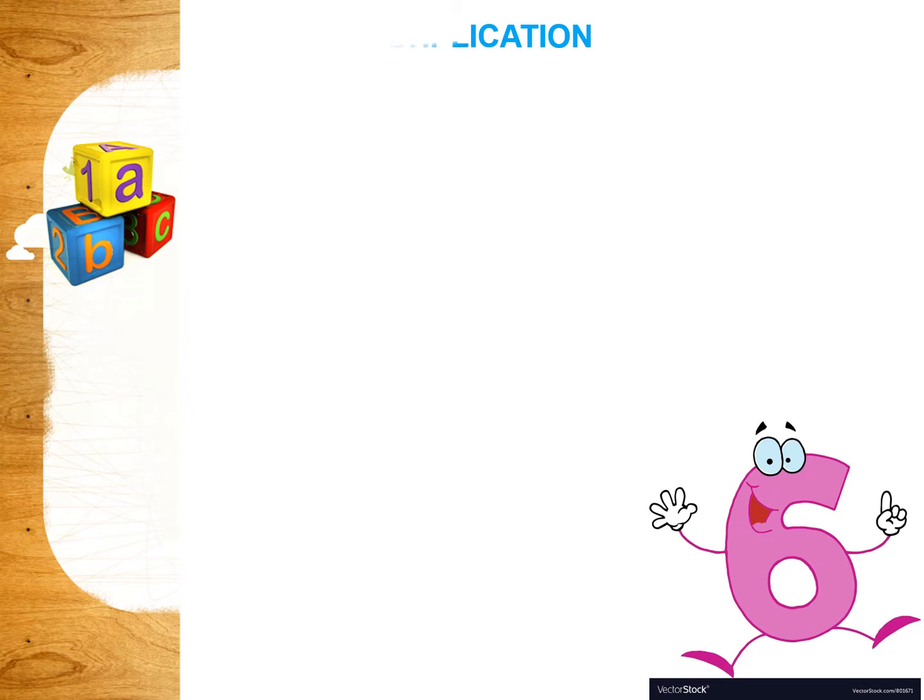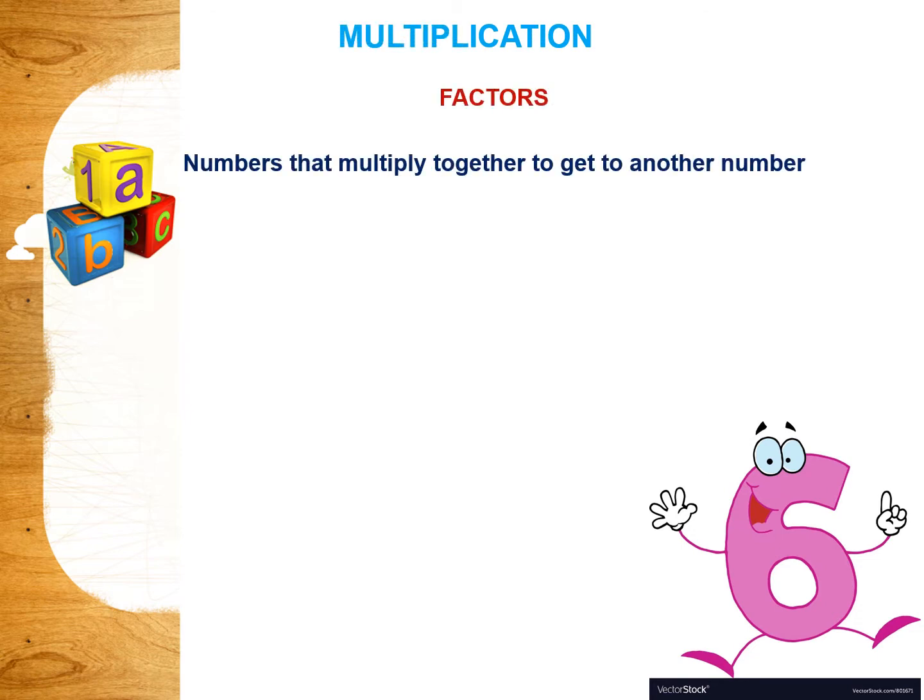Multiplication. Multiplication means numbers that are multiplied together to get another number. Before we do multiplication, you have to study the multiplication tables, from 2 up to 10, so it is easy to get the answers. I hope you studied the multiplication tables first.